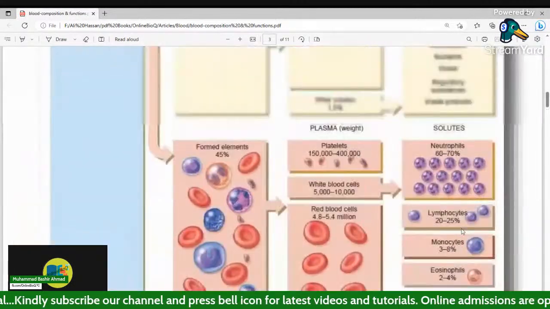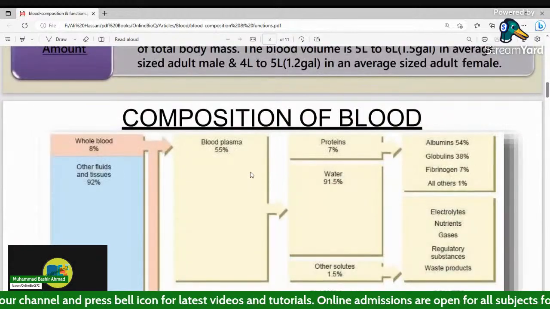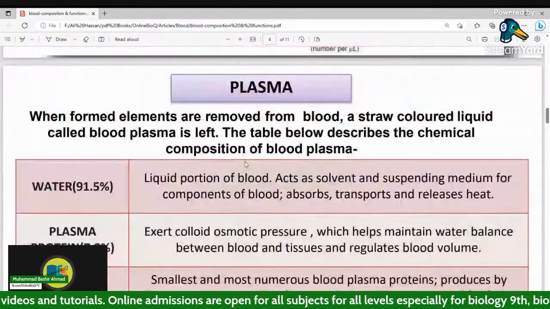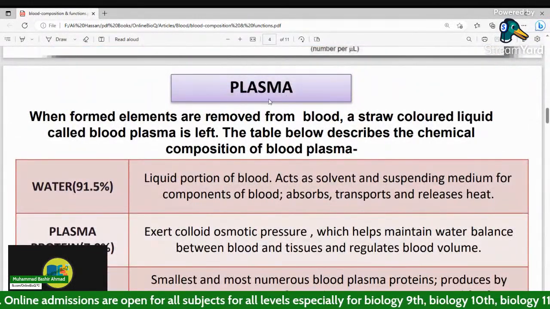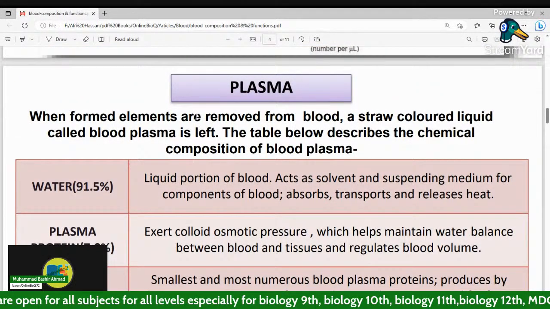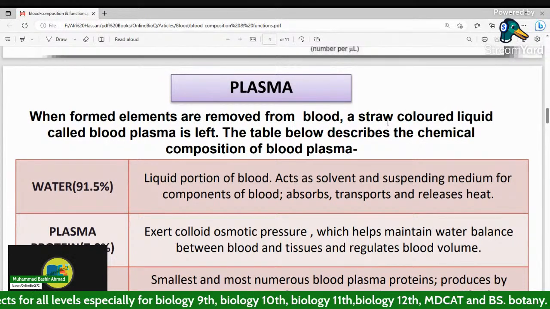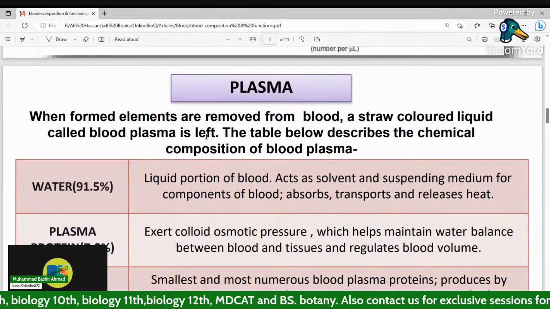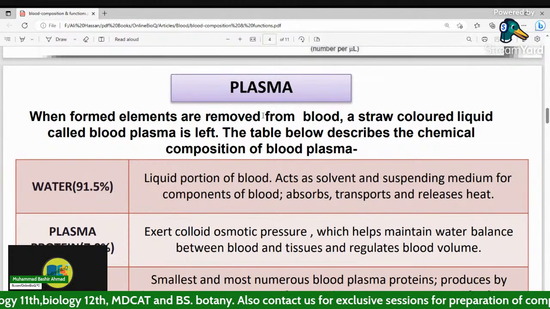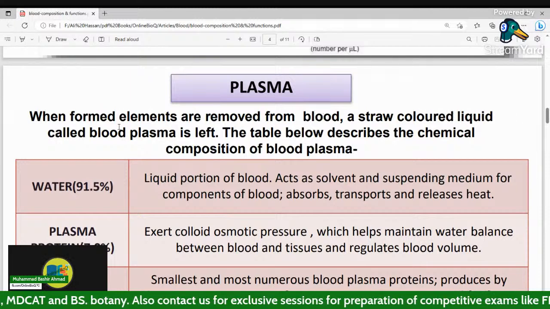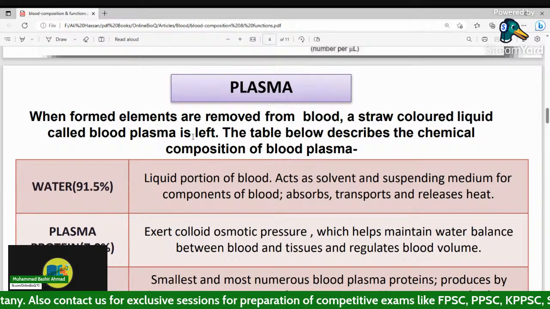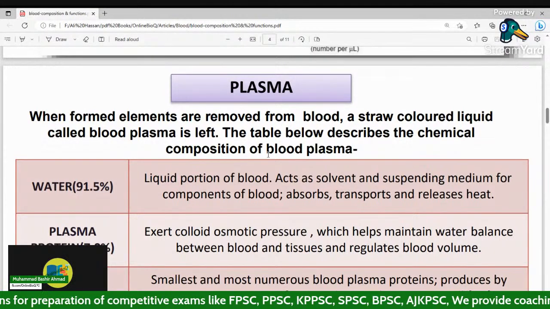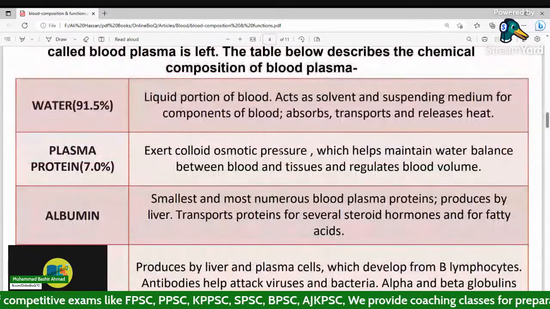We studied that blood is composed of blood plasma and blood cells or formed elements. So now we will take an account of blood plasma. When formed elements are removed from blood, a straw-colored liquid called blood plasma is left. The table below describes the chemical composition of blood plasma.